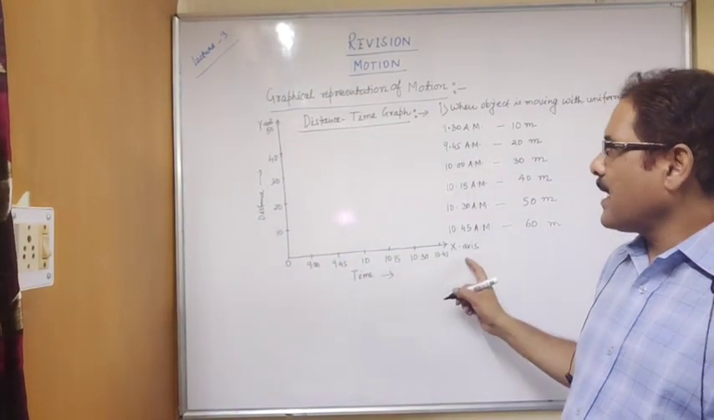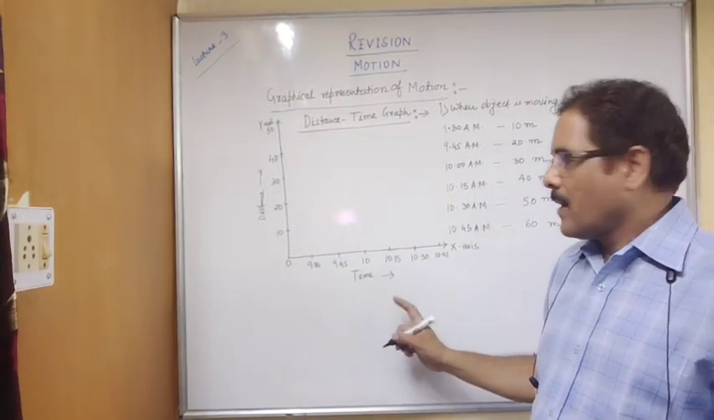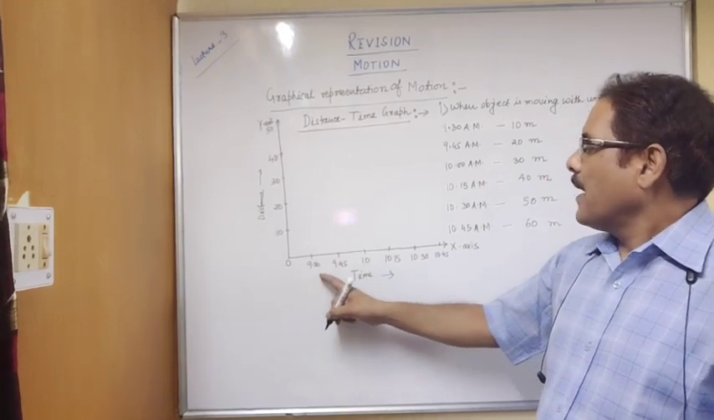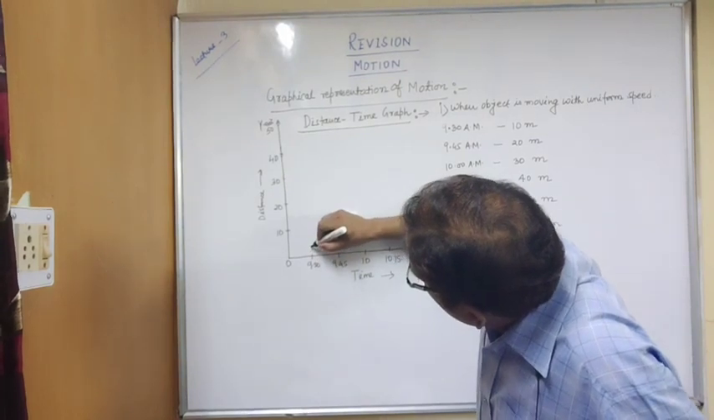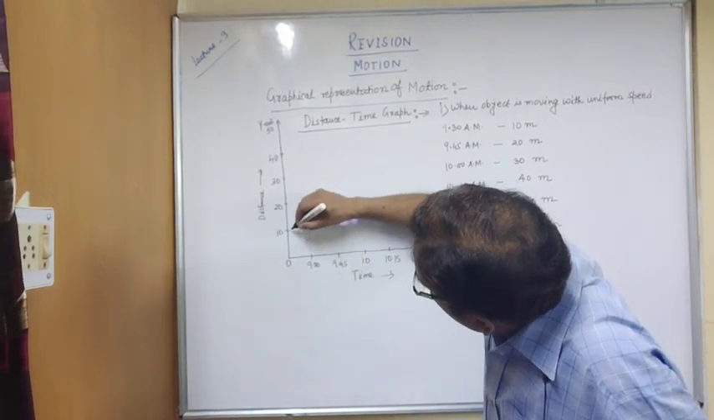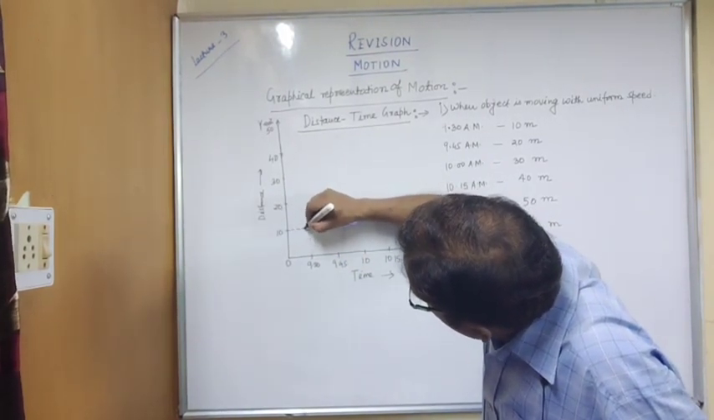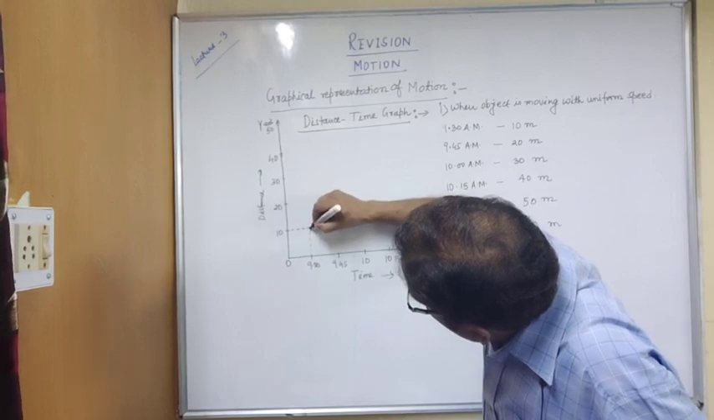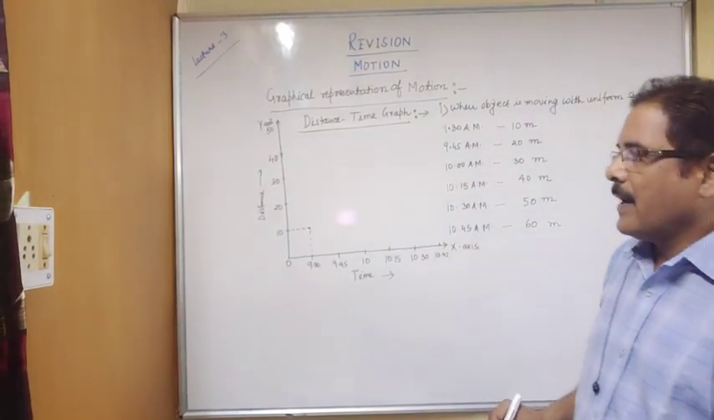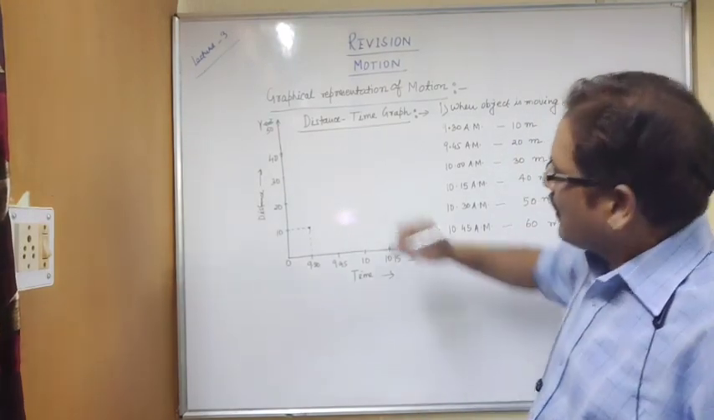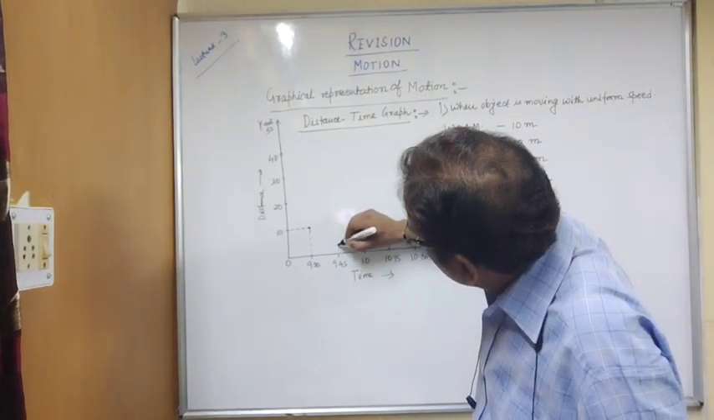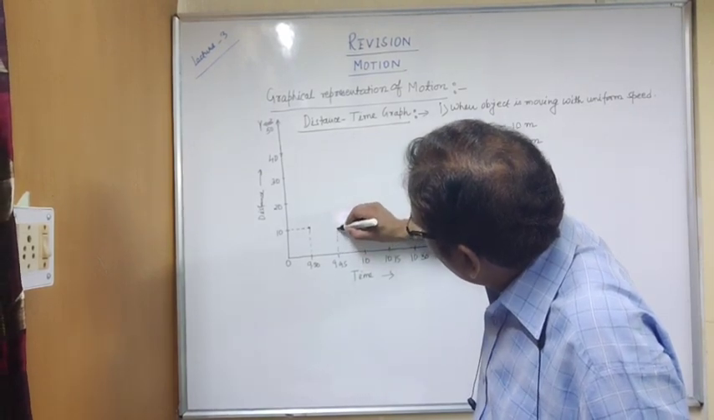So on the x-axis I have taken time at different points. At 9:30 am it has covered a distance of 10 meter. So how to draw a graph? Mark these 2 points. So this is the point. At 9:30 it has covered a distance of 10 meter. At 9:45, 20. So 9:45.